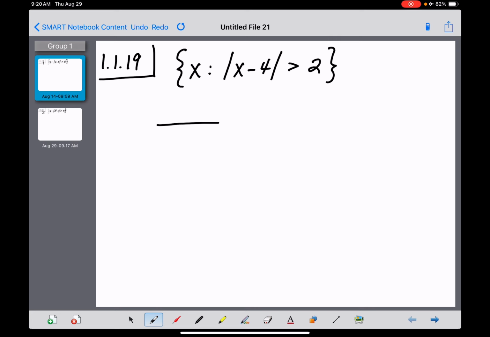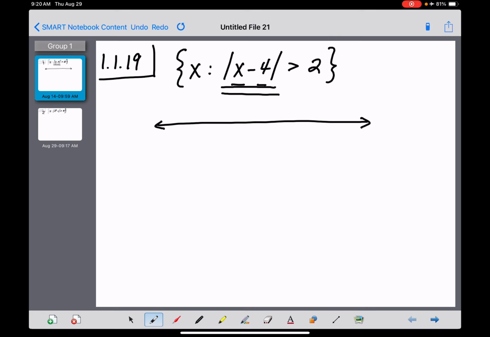I'm actually going to deal with this one graphically, and I'm hoping this makes some sense if we go through it together. What we are essentially dealing with here, guys, is a statement that says the absolute value of x minus 4 is greater than 2. What this really means is they are asking us to describe the distance between a number and 4, and we want that distance to be greater than 2.